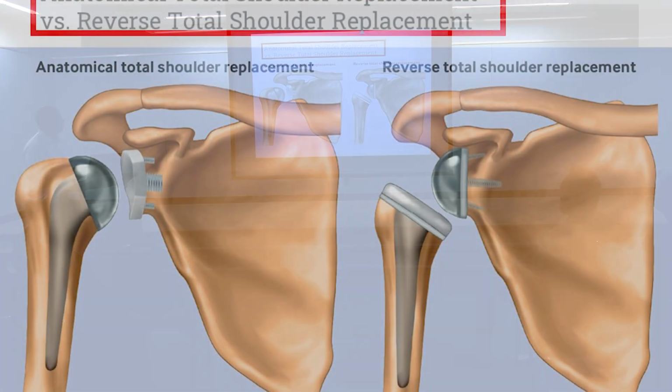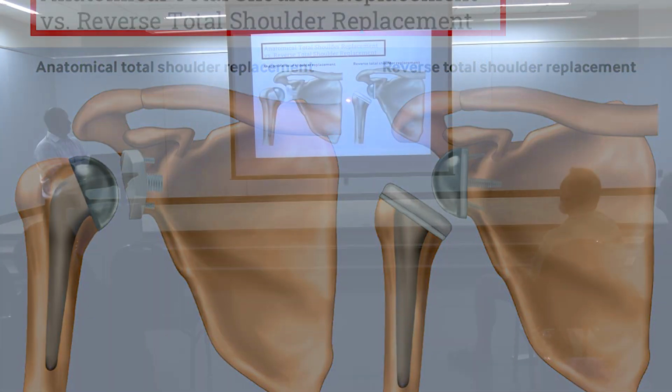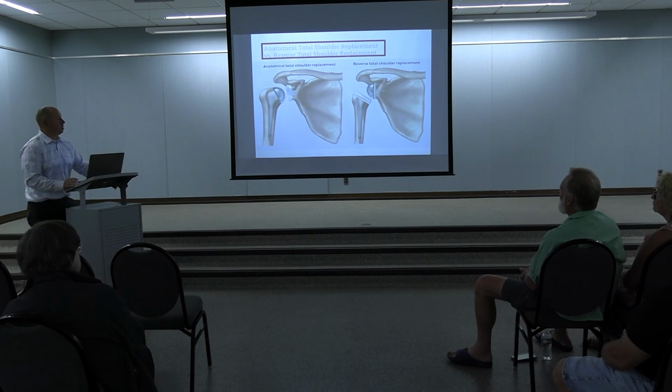And here is just a comparison of an anatomic total shoulder replacement next to a reverse. You can see the differences, with the ball and the socket switched around. And each shoulder replacement has its specifications that are required for it to function appropriately.